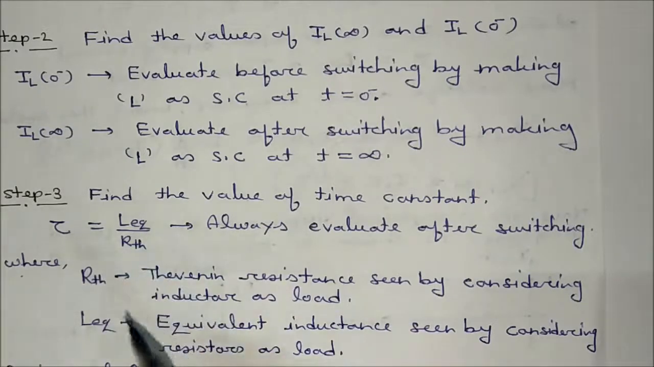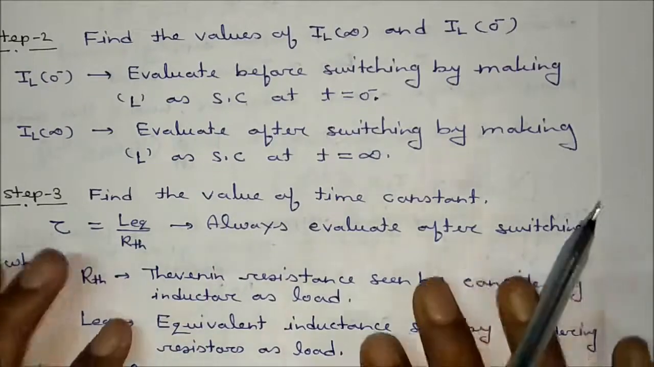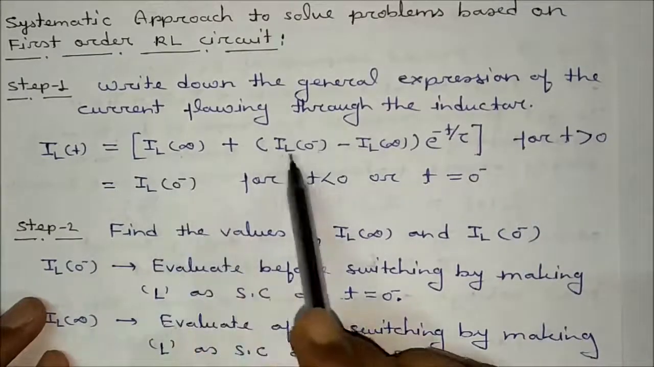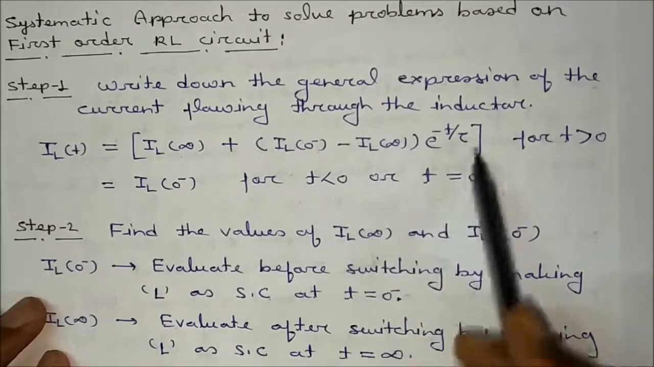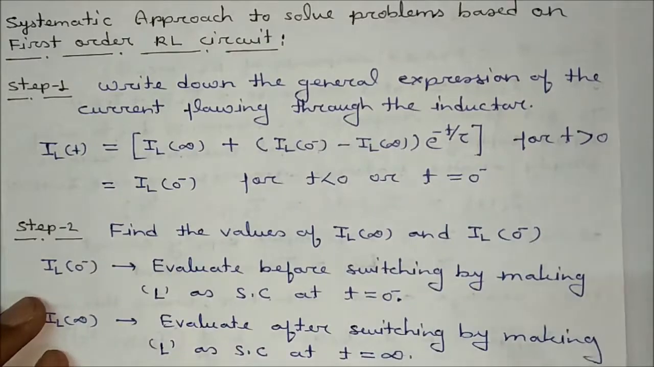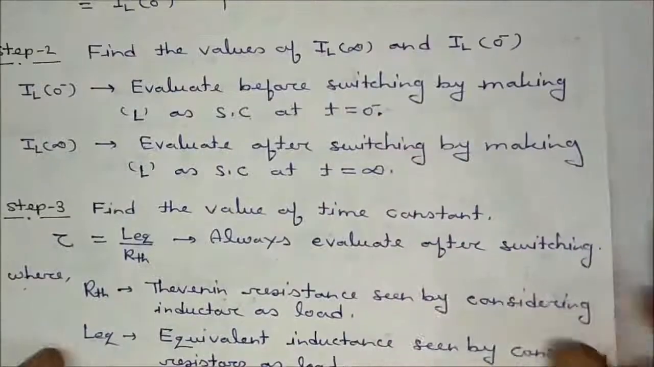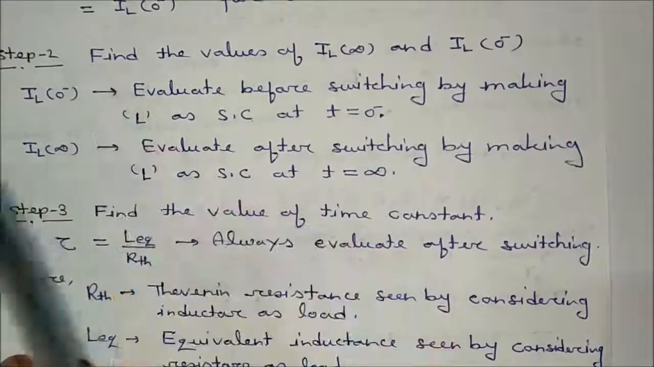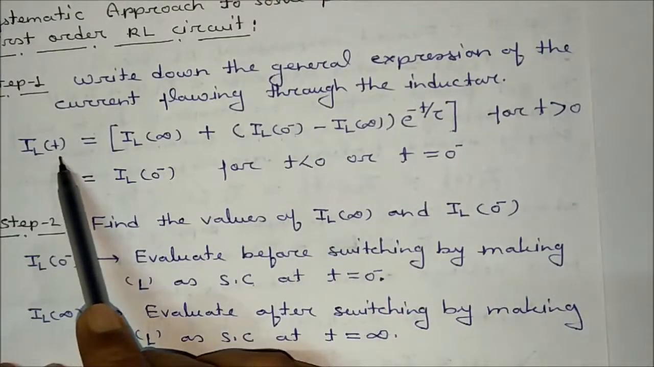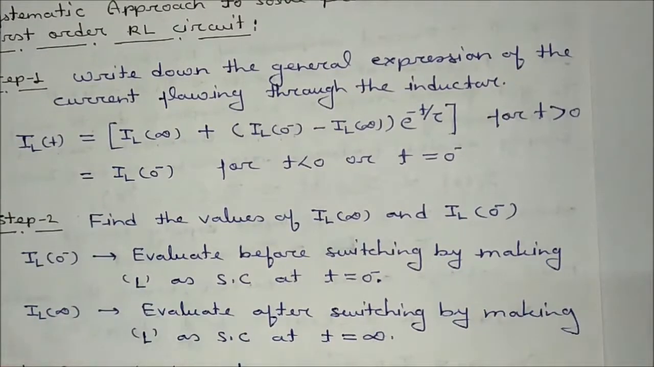There the time constant was RTH times C equivalent. Here the time constant is L equivalent by RTH. There the voltage expression had the term e to the power minus t by tau; here it will be in the form of current. And what is the fourth step? That is, put the values of step 2 and step 3 in step number 1, and you will get the value of iL(t). So this is step number 4.